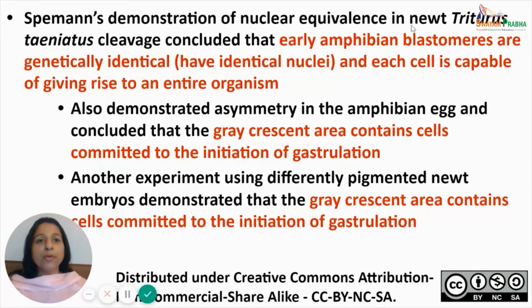Spemann's demonstration of nuclear equivalence in newt Triturus taeniatus cleavage concluded that early amphibian blastomeres are genetically identical, they have identical nuclei, and each cell is capable of giving rise to an entire organism. Spemann also demonstrated asymmetry in the amphibian egg and concluded that the grey crescent area contains cells committed to the initiation of gastrulation. Another experiment done by Spemann using differently pigmented newt embryos demonstrated that the grey crescent area contains cells committed to the initiation of gastrulation.